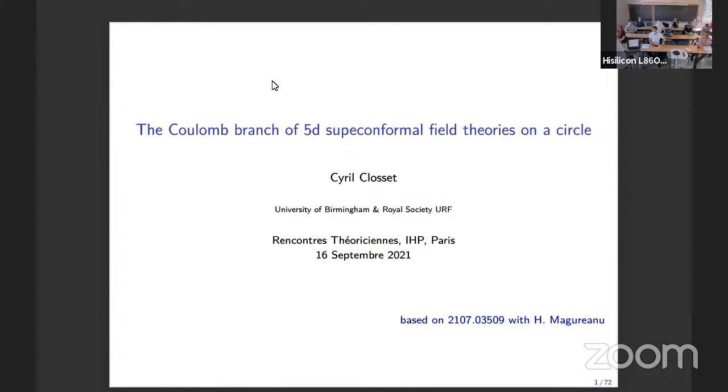But I would like to talk about this paper that appeared in July with my student in Oxford, Aurea Magoreanu, about the Coulomb range of 5D theories.